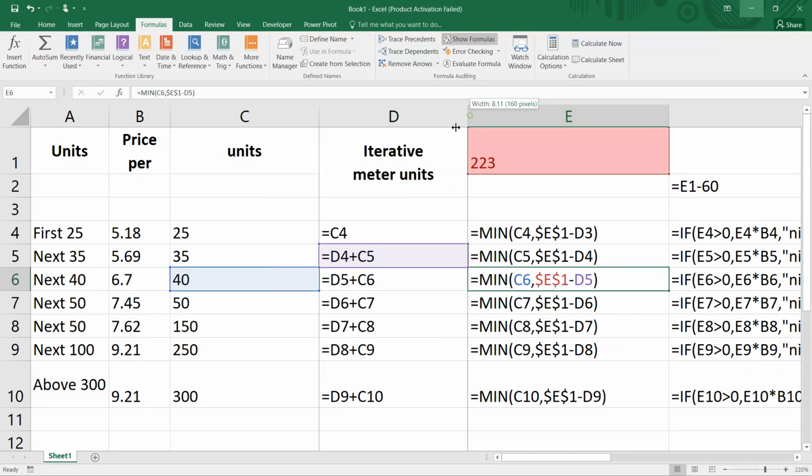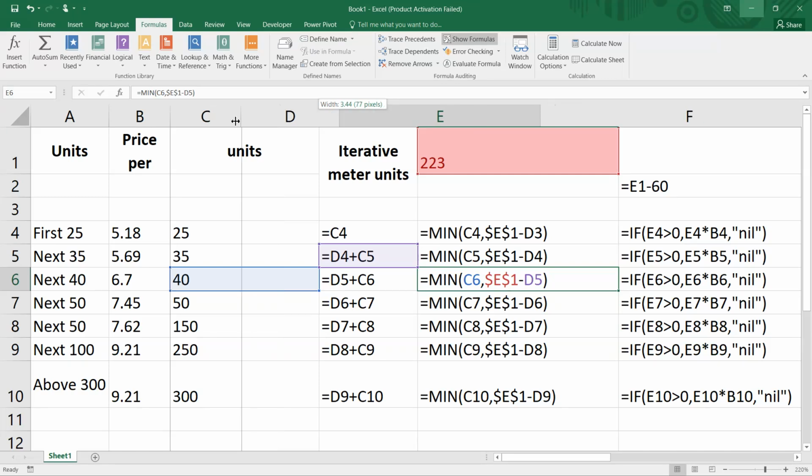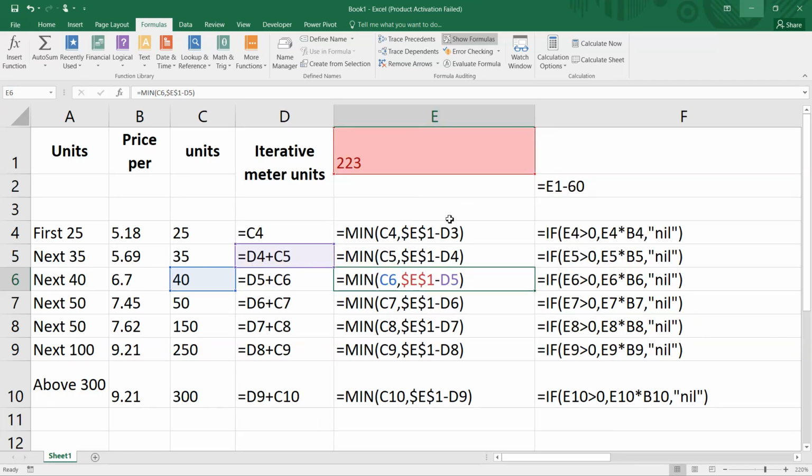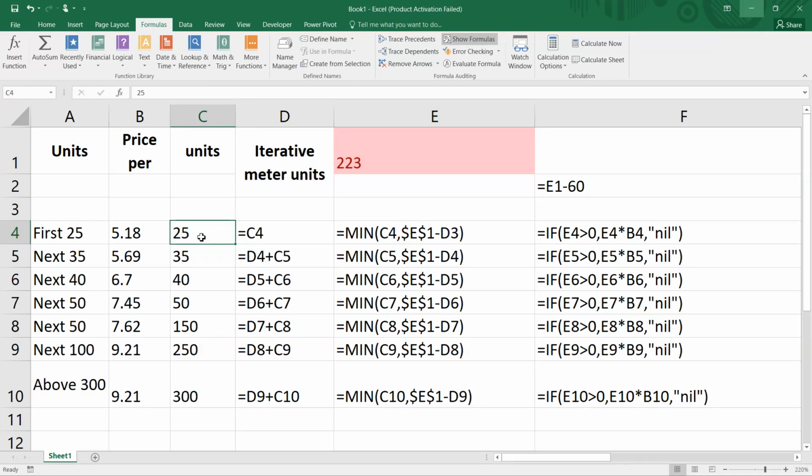So this is the formula. Hope I am being able to clear it out. So this is minimum. We are finding out the minimum value. This is a slab, C4 slab. So C4 is 25. If it is 25, then 35, and D3 means E1 minus D3. Because the first slab is 25, nothing will be subtracted from the first value. For this reason, I have taken this blank cell. After that, we have taken the second cell D4, that is 223 minus 25 units.